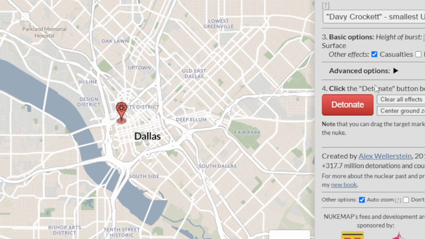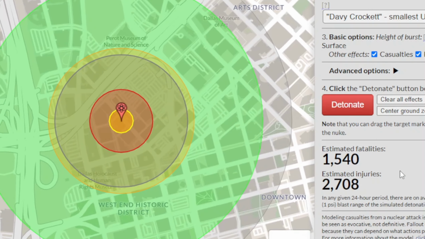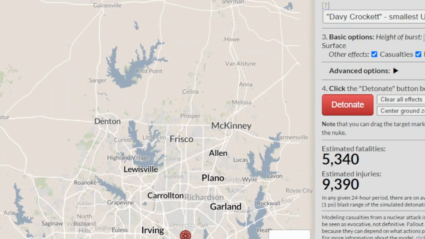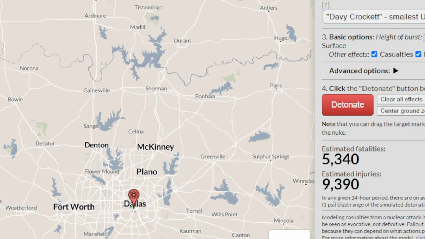Now, for all you curious folk out there, this is what that explosion would look like if it was detonated in the middle of downtown Dallas. See, the explosion isn't very large, so the fallout radius would actually be bigger than the fireball itself. It would kill approximately 5,000 people though, which is still not very great.